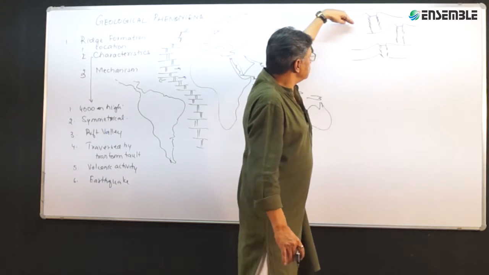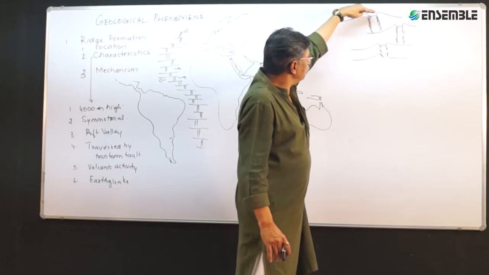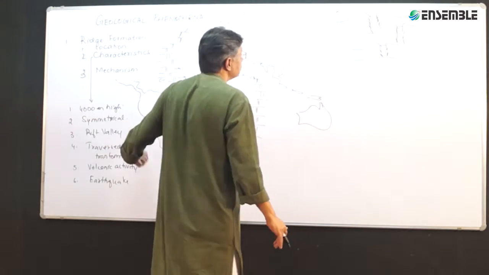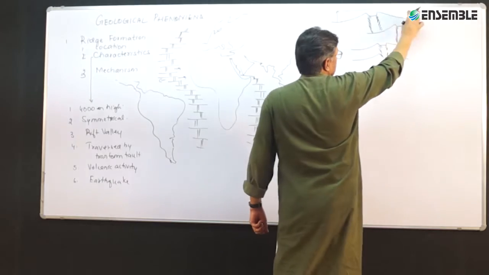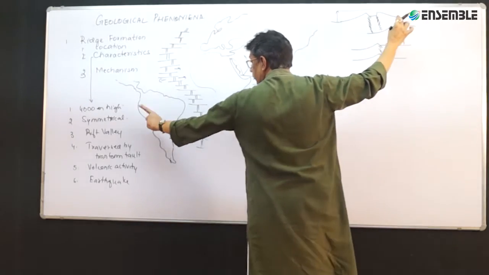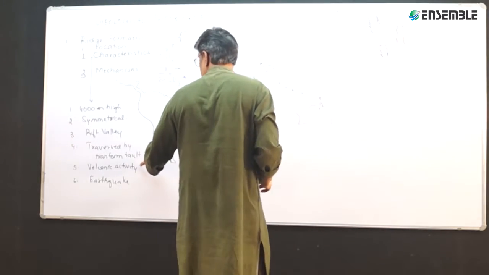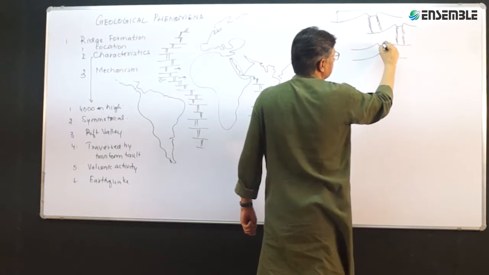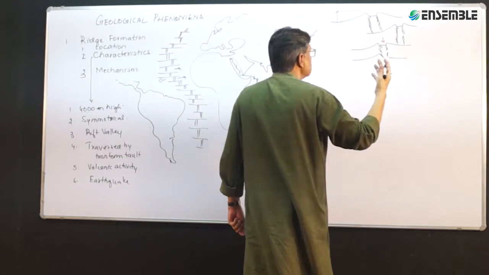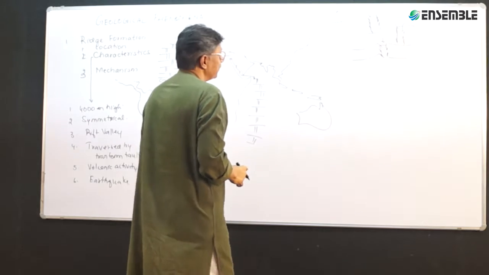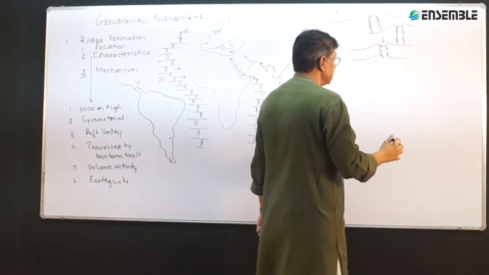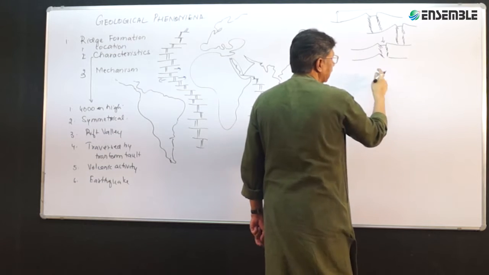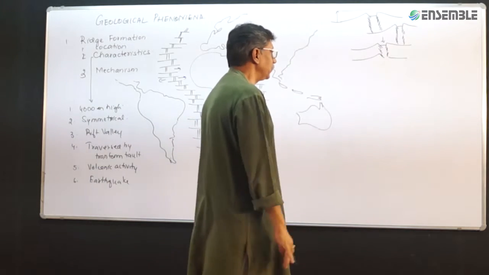They are traversed by transform faults all along. They don't move in a straight line; they are traversed by a series of transform faults. They are symmetrical, and they have a rift valley. They are known for volcanic activity. It is here that constant volcanic activity takes place. Their formation leads to a crack and a rift valley, and that becomes the cause of earthquakes.